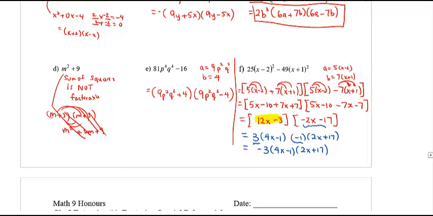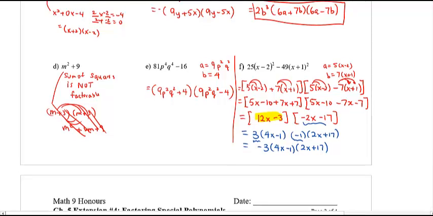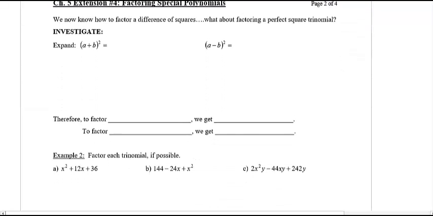Whew. Need a break. Take a break. Okay? And then come back. But I'm going to keep moving on, because there are more special polynomials you can do. So we've done the difference of squares. What about factoring what they call a perfect square?